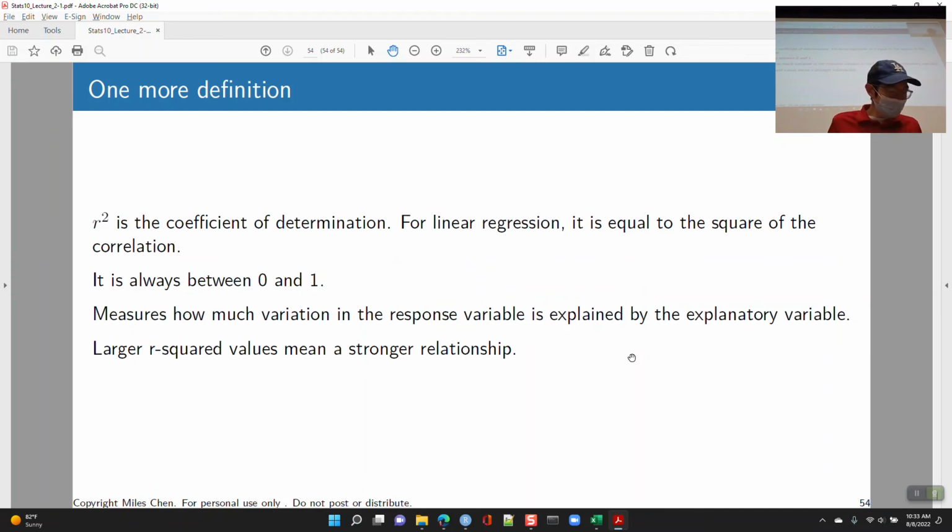Okay, the last thing is what we call the coefficient of determination. That's the R-squared value. Basically, for linear regression, you take the correlation R, and if you square it, you get your R-squared value, okay? Because R is always between -1 and +1, when you do R squared, you're always going to get a positive value between 0 and 1, okay? And it's kind of this idea of how much variation in the response is explained by the variation in X.